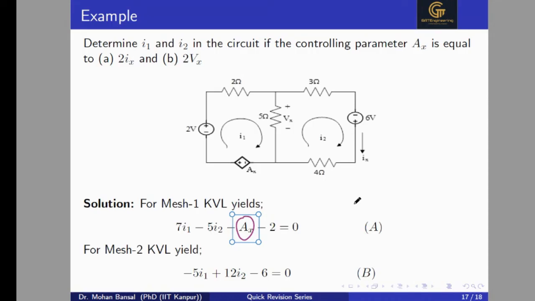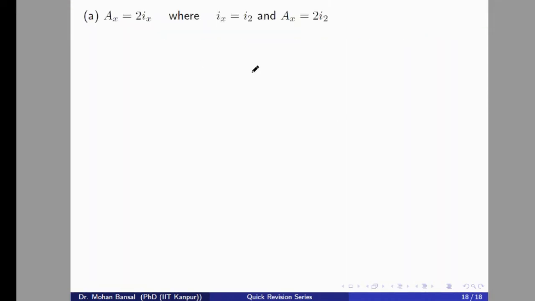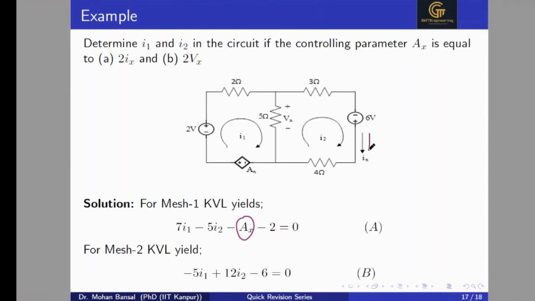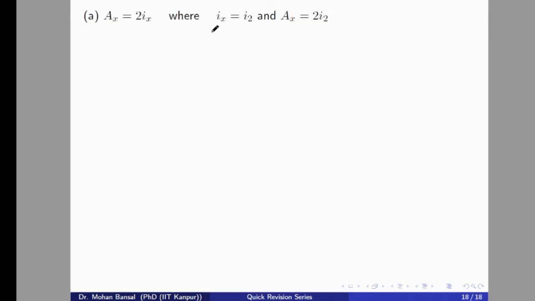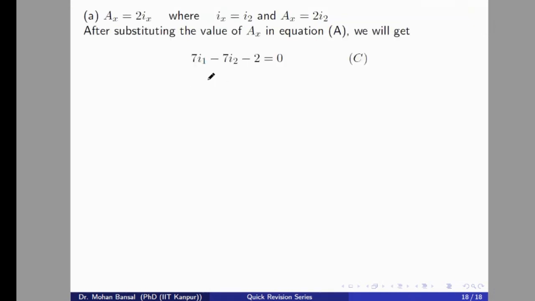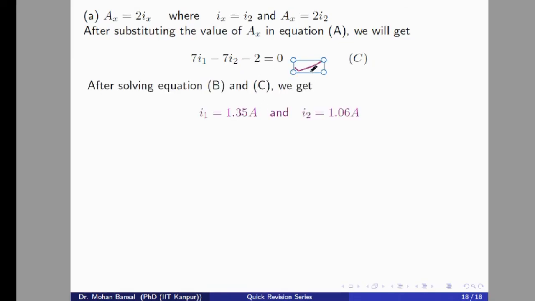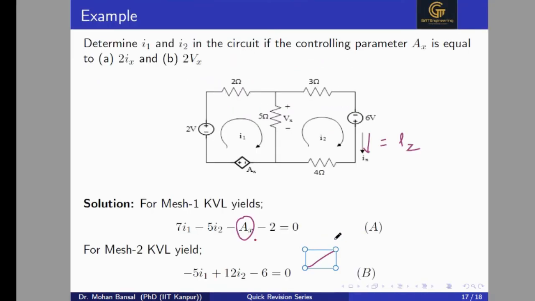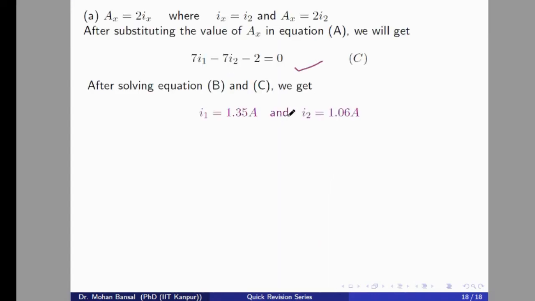Ax is given as, in the first case, Ax is given 2Ix, and you know Ix is the current across this branch, which is equal to I2. So Ix equal to I2 and Ax equal to 2I2 will become, and if we substitute the value of Ax here, that is nothing but 2I2, we will get a new expression, that will be 7I1 minus 7I2 minus 2 equal to 0. And if we solve this equation and this, we will get the values of I1 and I2.